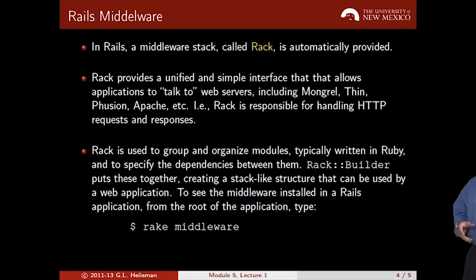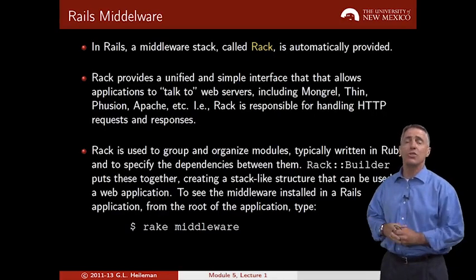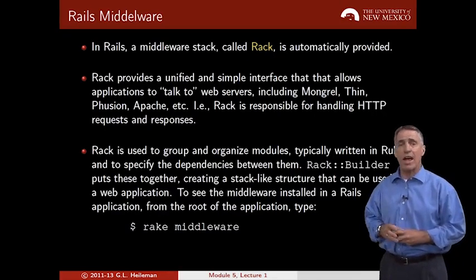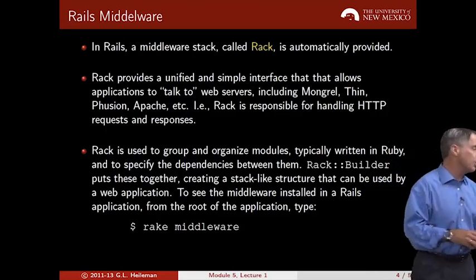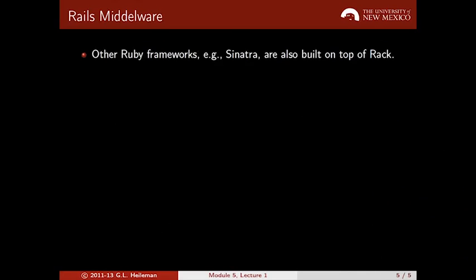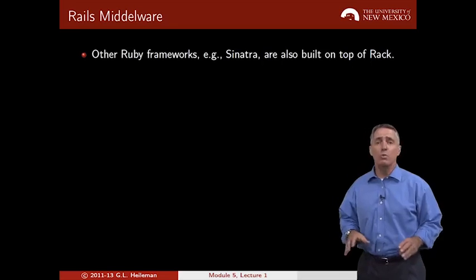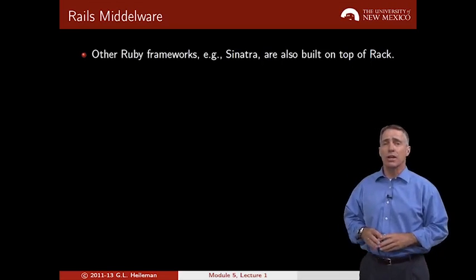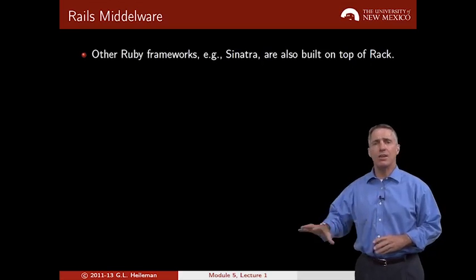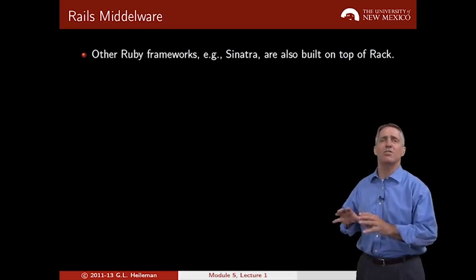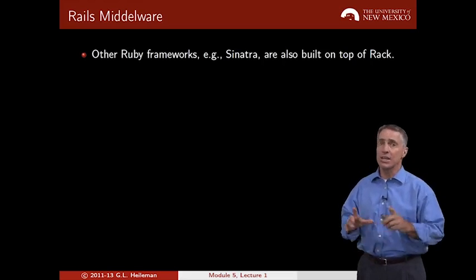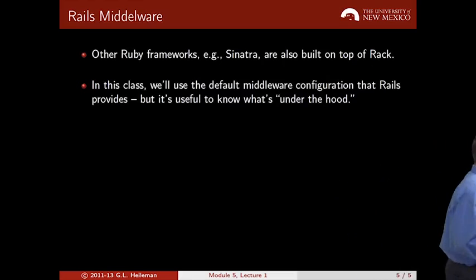Now, if you'd like to see what middleware is provided for you, just go to your console and type rack middleware, and you'll see a listing of all the middleware that comes pre-configured for Ruby on Rails. Now, other Ruby frameworks, for example, Sinatra is another very popular Ruby-based web application framework that doesn't have all of the database backend support. So if you need to build a web application that doesn't require intensive database backend, Sinatra is a good choice for you. It's also built on top of Rack. In this class, we're just going to use this default middleware.